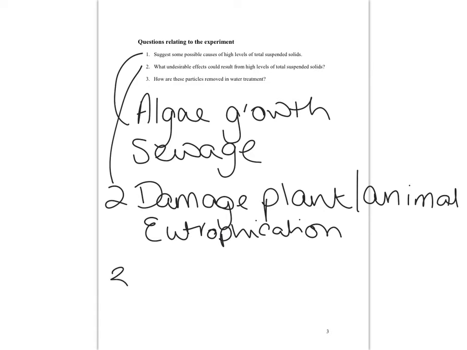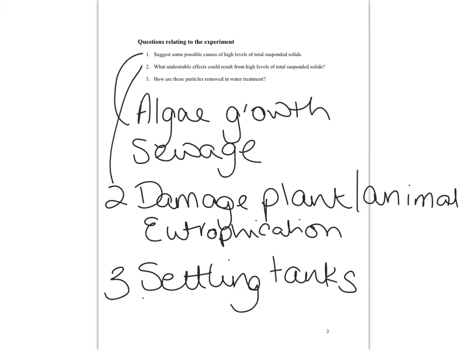And part 3, question 3 even then, how are the particles removed in the water treatment? Well, this is in the settling tanks. In these settling tanks, gravity allows the suspended solids to fall as the sediment, and then anything that's left there is removed via filtration through sand and gravel.